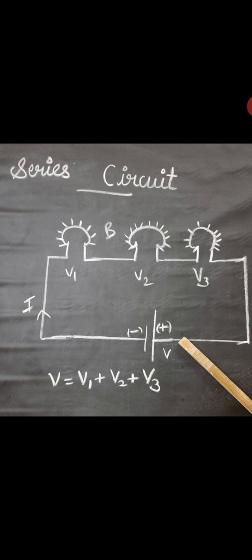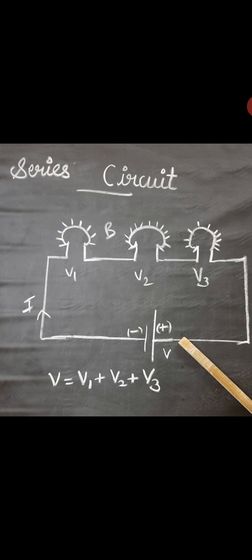If one of the bulbs in the circuit is removed, the entire circuit will not work. If you remove the center bulb, the connections of the first bulb V1 and the third bulb V3 also become open, so the entire circuit will not work. Only when everything is connected will the circuit work. The voltage is different across each resistance.